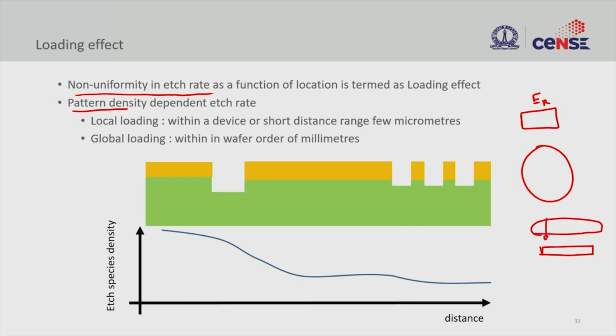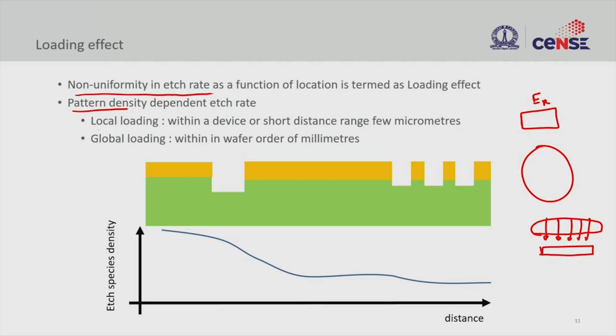So the ion energy and the radical concentration need not be uniform across the wafer. So one needs to design the chamber in such a way that you have very good uniformity of ion energy and the flux. If you don't have it, you get non-uniform etch rates. The other reason is pattern dependent.